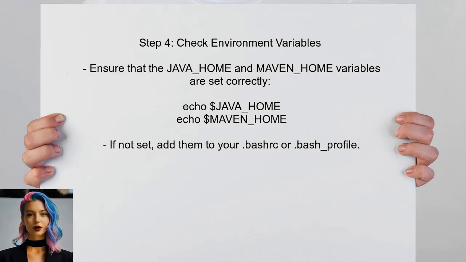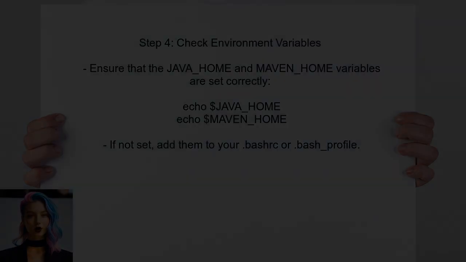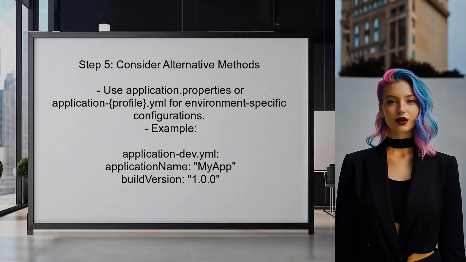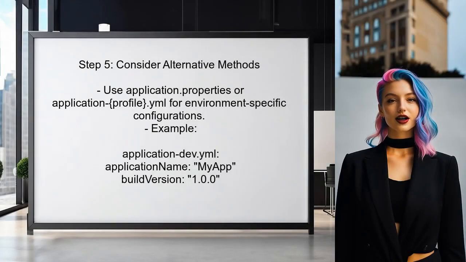If the properties still do not resolve, the user should check the environment variables on CentOS. Sometimes, the environment may not be set up correctly to read the properties. Finally, if the issue persists, the user can consider using a different method to inject properties, such as using Spring's application properties or profiles to manage environment-specific configurations.